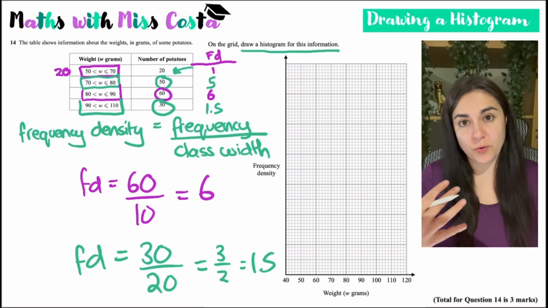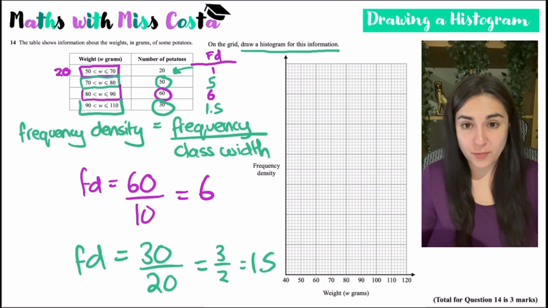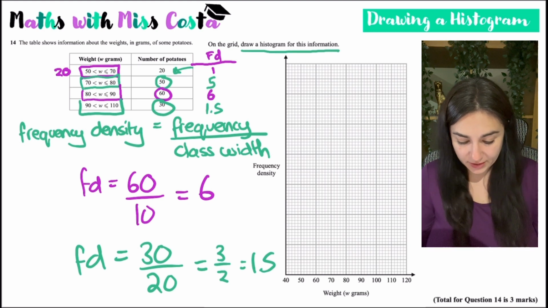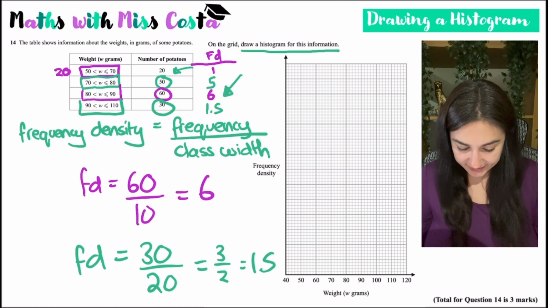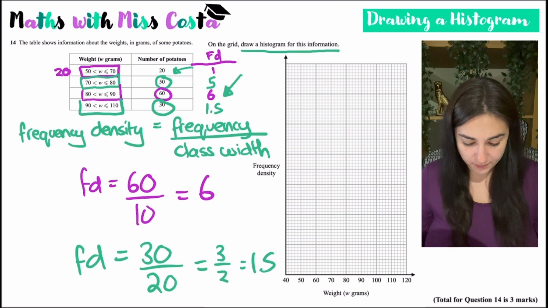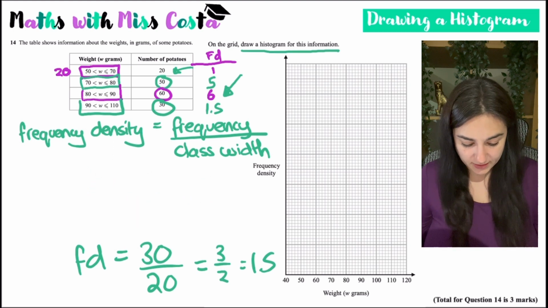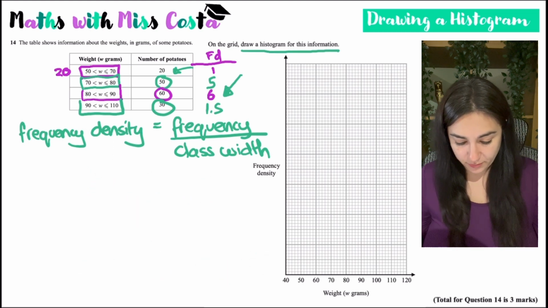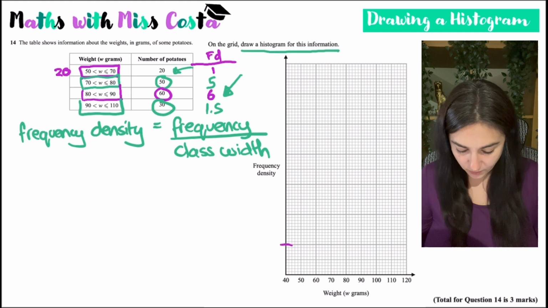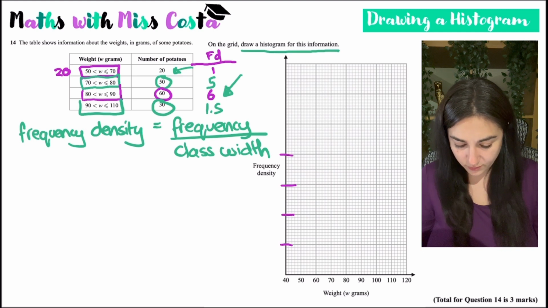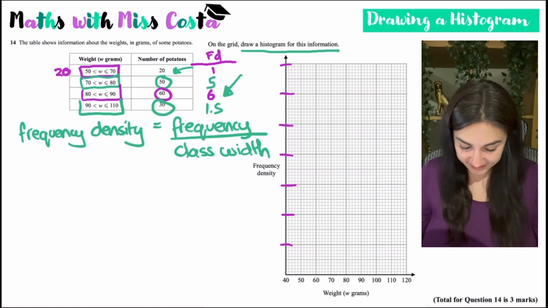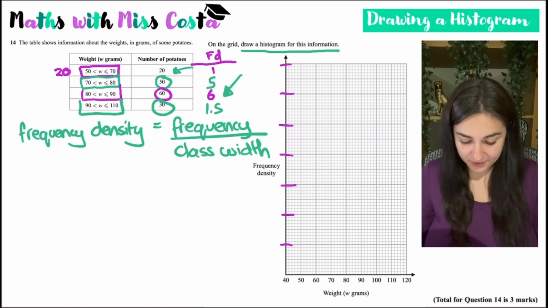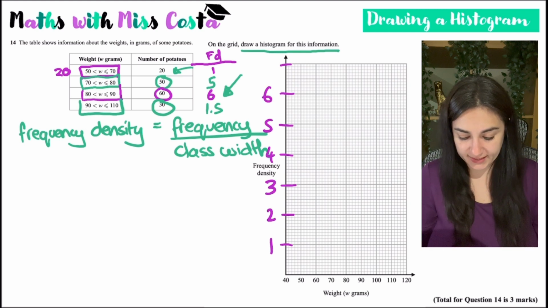So now you've worked out what all of your frequency densities are, you can come up with an appropriate scale. You know, your largest value on your y-axis is going to be 6. So let's have a look at how many boxes there are, and then we can think of an appropriate scale. So there's 1, 2, 3, 4, 5, 6, 7 large boxes. So it probably makes sense to just do my scale as 1, 2, 3, 4, 5, 6.